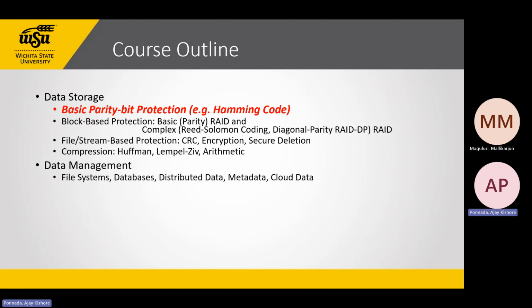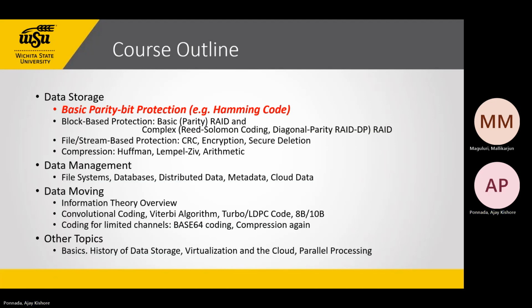Course outline. So we are right here at the very start. We're just discussing the basic parity bit protection. As we discussed, Hamming code or the parity is basically used for protection of our data. If we lose a bit in our data, we're going to find it using the parity, or if we are going to delete a RAID, I mean a block of RAID, we're going to rebuild the block using these techniques. So we're just going to discuss Hamming code in this lecture. That's basic parity bit protection. So we are at the very start.